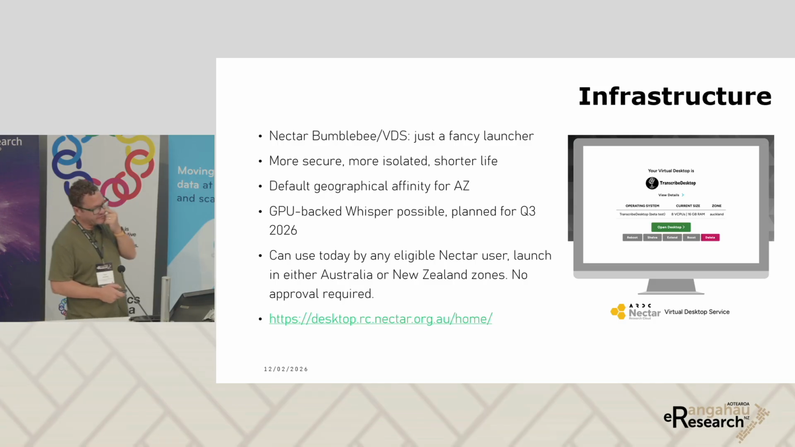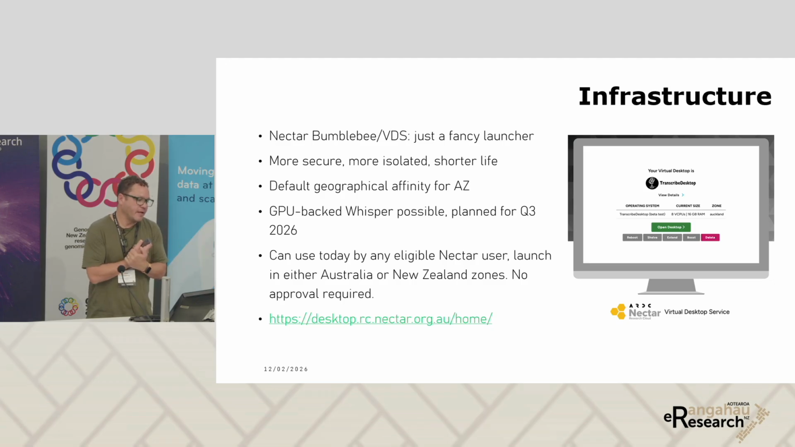So the Bumblebee interface is really just a fancy launcher. Under the hood, it's just launching a VM and providing a secure pathway to get there. It's more secure because it requires single sign-on, and you can't SCP files to it. It's not open. There are no ports open to the internet. And it's got the shorter lifespan.